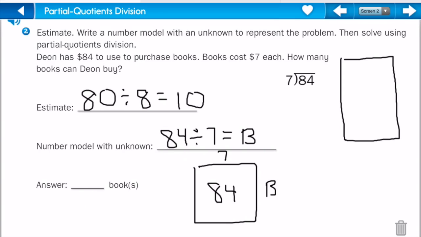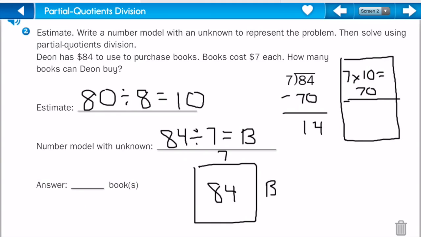What factor can I think of that is pretty close? I always like to start with my tens, so I'm going to do 7 times 10, okay? And what's 7 times 10? Yep, that equals 70. So now I'm going to come over here, and I'm going to subtract 70 away from this problem. So 4 minus 0 is 4. Then I have 1, okay? And I'm going to draw my line so I know.